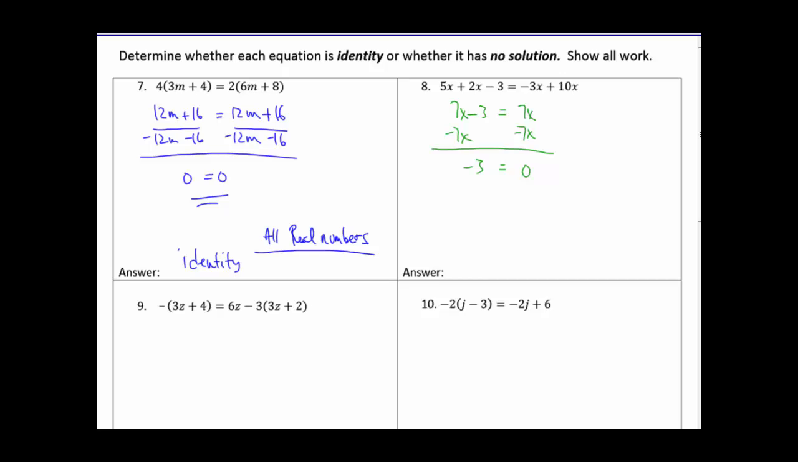So ask yourself, is negative 3 ever equal to 0? The answer is no. So if this is no, and we have no variable, then our answer is no solution. There is no answer that we can plug in for x to get us a true solution.